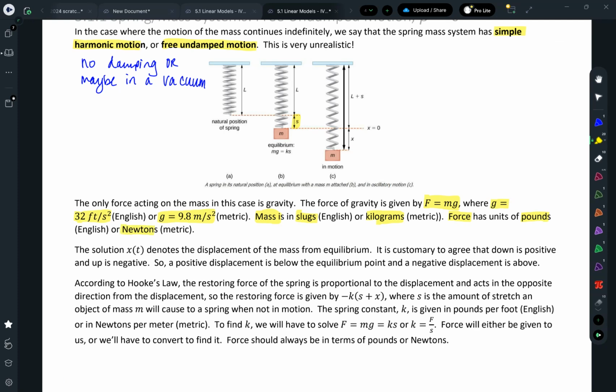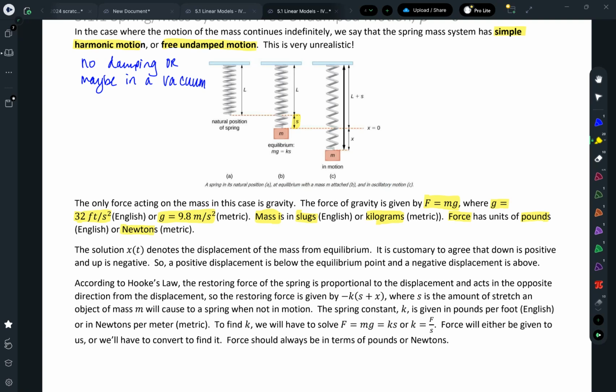So the solution, x of t, is going to denote the displacement of the mass from equilibrium at any given time. X will be a function of t, so we'll have a function. But if we pick a time, say t equals 3 seconds, we could figure out what the displacement is from equilibrium.